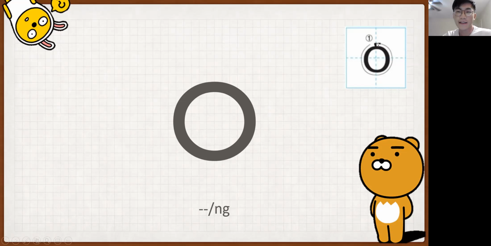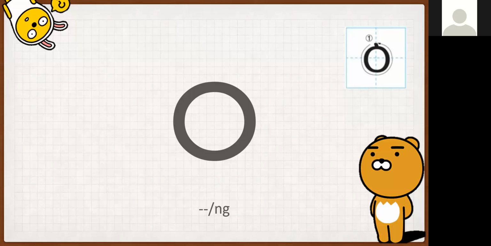You don't have to add this little horn. When you're actually writing, no one really adds this little horn on the ieung. They just draw a circle. Okay. So if it's more comfortable to do the print version, then you can go ahead. But there are some consonants where you would like to do the top right version. I think that's coming up next actually.